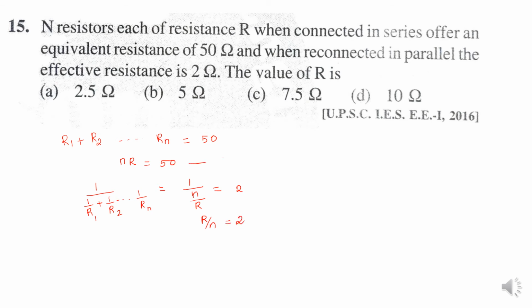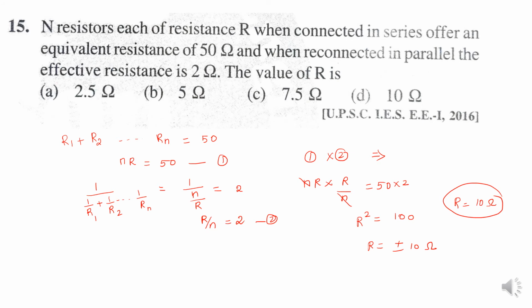Now I have two equations, equation 1 and equation 2. Multiplying 1 and 2: N into R into R by N equals 50 into 2. Both the N's get cancelled, so R squared equals 100. R equals plus or minus 10, but we take the positive value, since normally resistance is written as a positive value only. So plus 10 ohm is the answer.